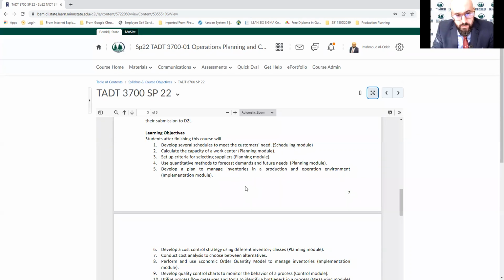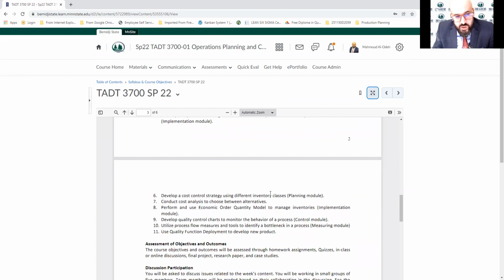Number five, develop a plan to manage inventories in a production and operations environment. Inventory, again, it's an important concept in operations management. Most of the money for companies is spent in inventory. And how about if we could better utilize this inventory, better utilize this money, you could find a better opportunities for you and for your company.